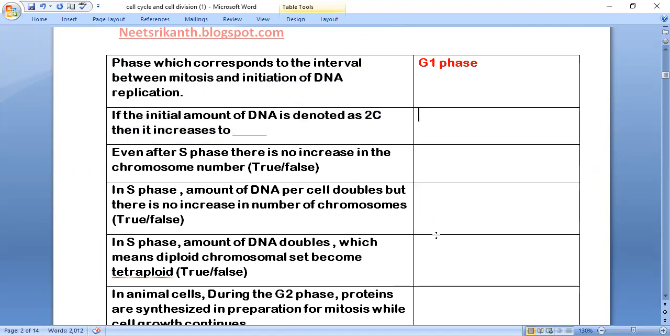If the initial amount of DNA is denoted as 2C, then it increases to 4C. Even after S phase, there is no increase in the chromosome number. True. In S phase, the amount of DNA per cell doubles, but there is no increase in the number of chromosomes.